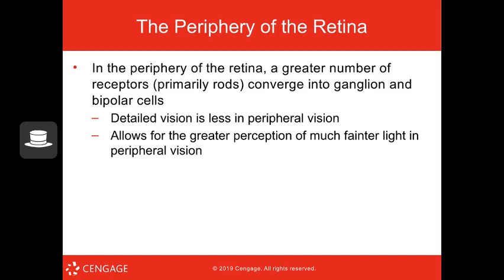So in the periphery, there are a greater number of receptors, mostly rods, and those converge into ganglion and bipolar cells. You have less detailed vision, but you're much more able to perceive things in lower light in that periphery.